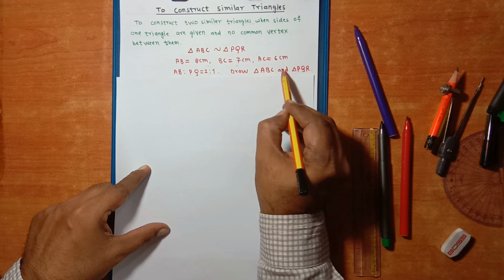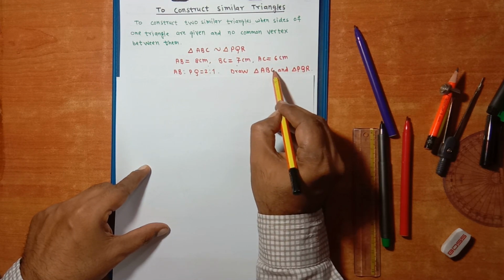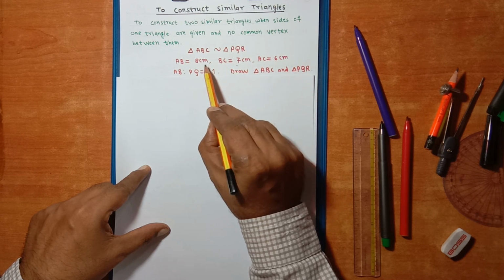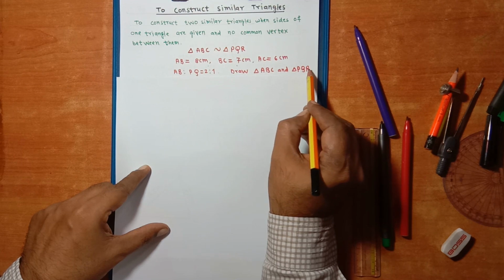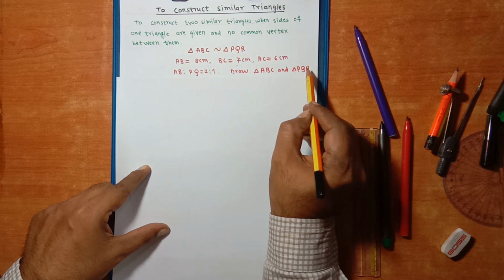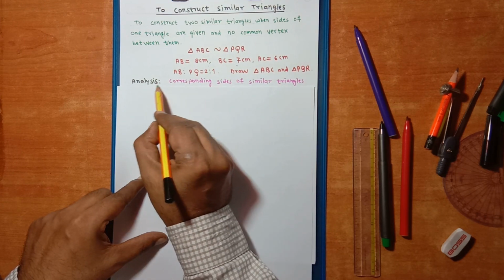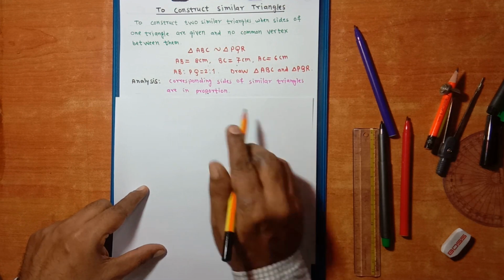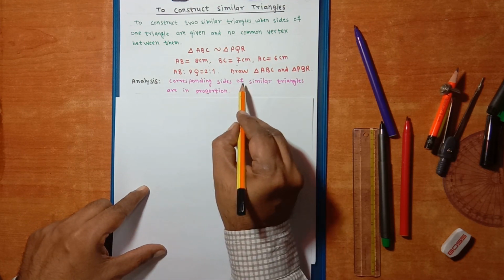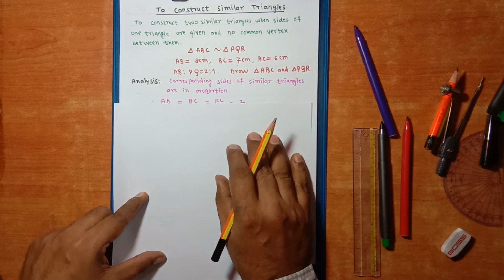Draw triangle ABC and triangle PQR. Now it is very easy to draw triangle ABC because we know the lengths of its three sides AB, BC and AC. But in case of triangle PQR, we do not know the length of a single side. Analysis. Corresponding sides of similar triangles are in proportion. Making use of this, we will find out the lengths of triangle PQR.